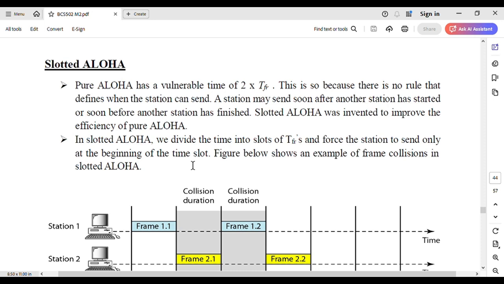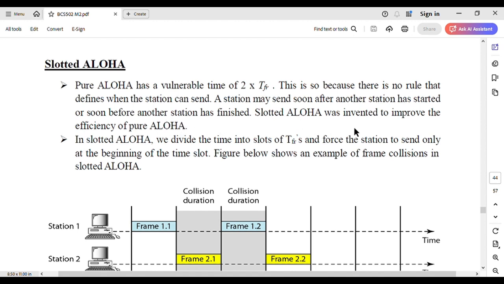Friends, in this video I will explain the concept of slotted Aloha for 6 marks. Pure Aloha has a vulnerable time of 2 times Tfr. This is because there is no rule that defines when a station can send. A station may send soon after another station has started, or soon before another station has finished.